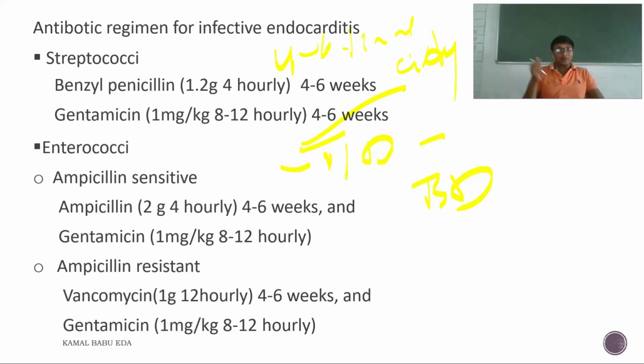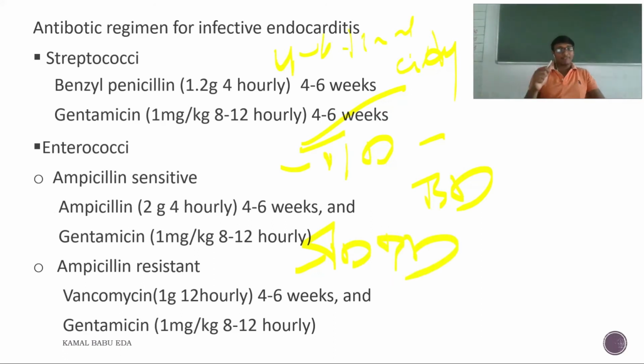If it is enterococci and the patient is ampicillin sensitive, they go for ampicillin, given 2 grams 4th hourly for 4 to 6 weeks. And gentamicin, 1 mg per kg body weight, sometimes as a TID dose or BD dose.